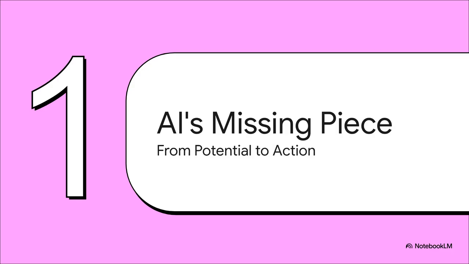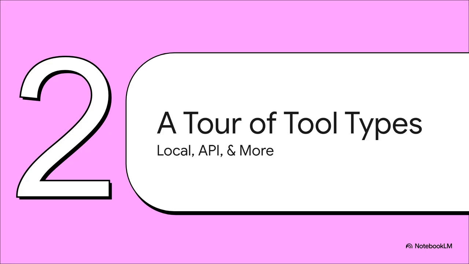Okay, so for this first part, we're going to explore how these tools are truly that missing piece, the thing that turns all of that raw AI potential into real, tangible capability. All right, so how do we actually give the AI these hands and eyes? Well, we need to take a look at the different kinds of tools it can learn to use. And we're going to start our tour with the most basic type: local tools.